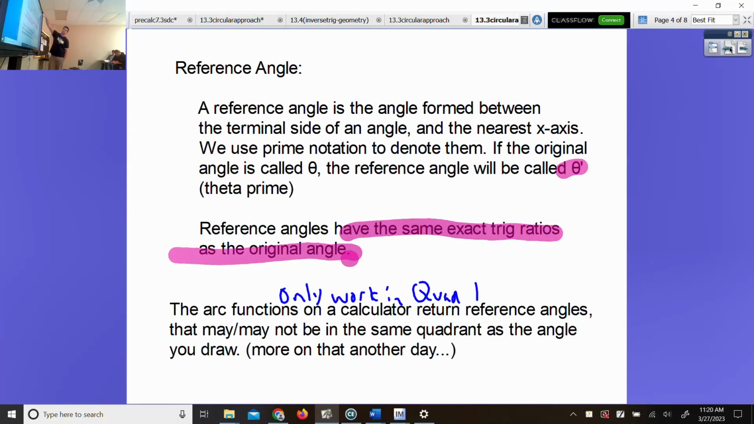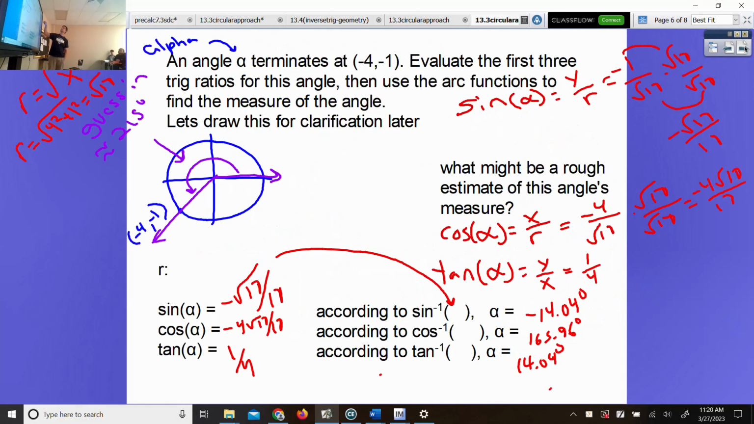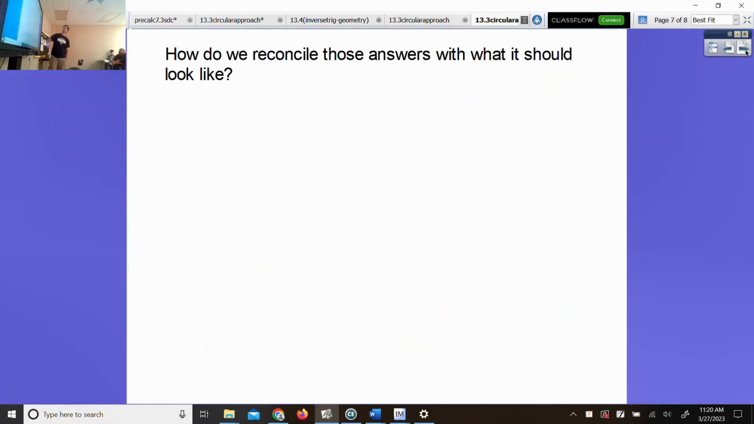It says the arc functions on a calculator only work properly in part 1, obviously. And with the exception, it should say, of arc cosine, they return reference angles. That's all they do. Return reference angles. What do I mean by that? A reference angle is formed to the nearest x-axis. So I'm going to draw these reference angles. I'm going to draw the original angle. This is the original.